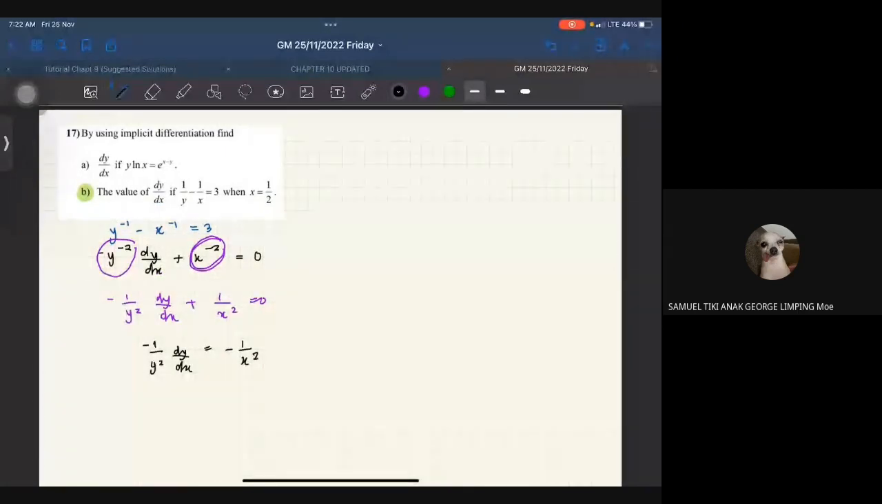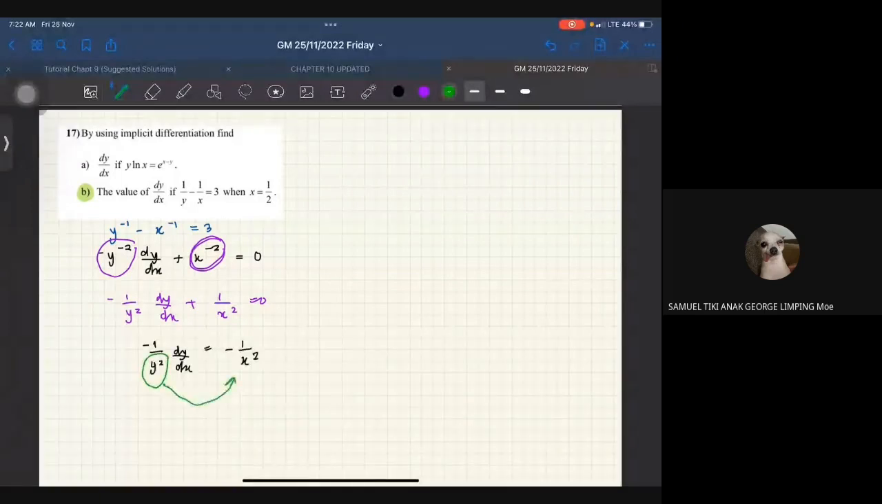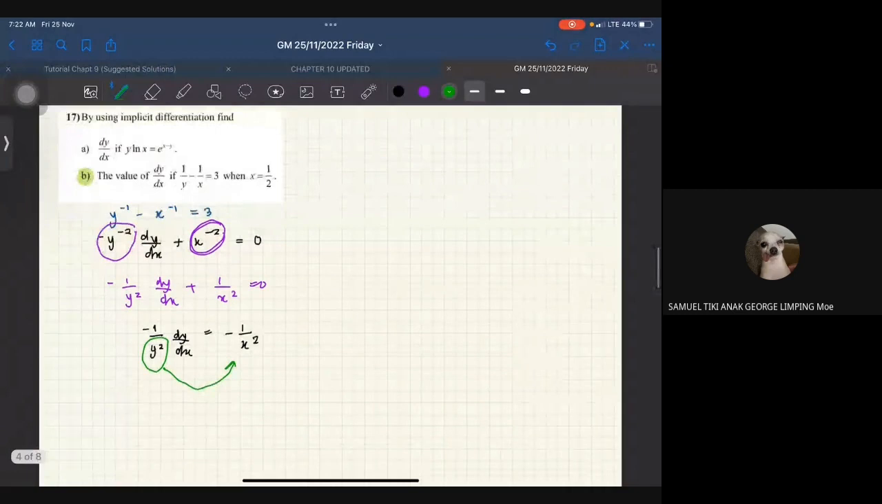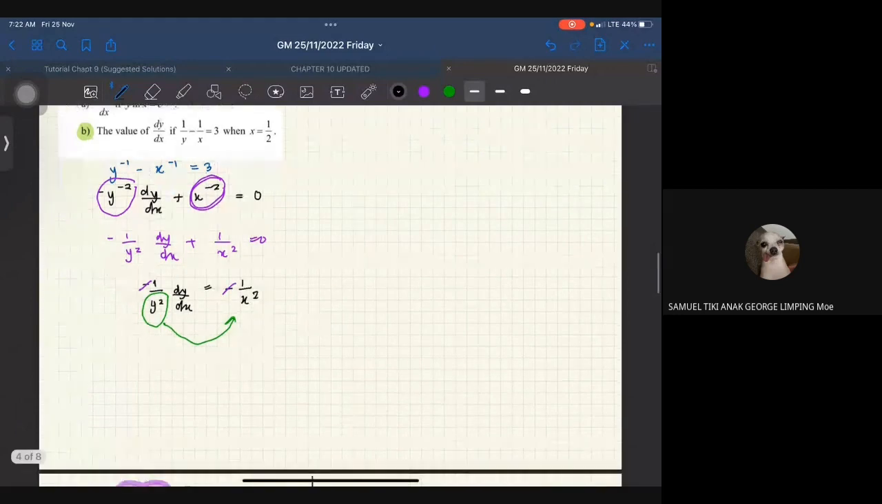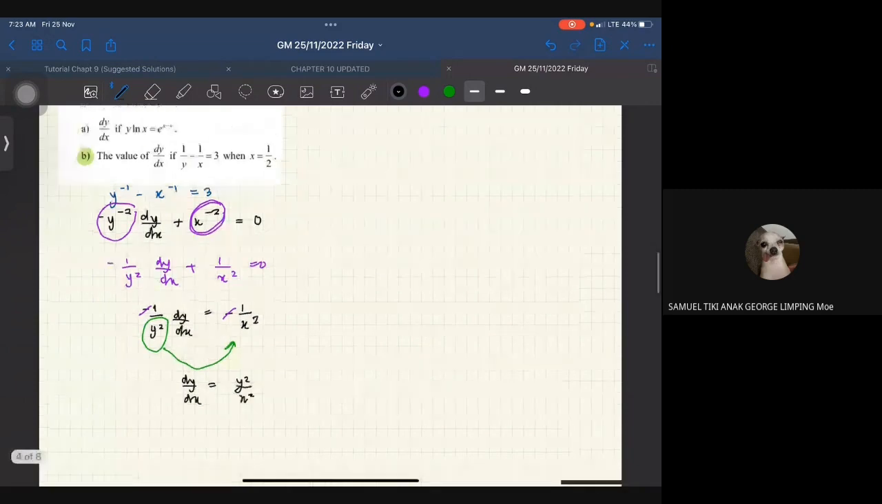Okay, and then sikit lagi. So saya nak bawakan y squared ni to the right hand side. So dia jadi darab. Right? And then kita ada negatif dengan negatif, so this is cancel. Okay. So saya dapatlah dekat sini dy/dx sama dengan y squared over x squared. Settle. Okay, so this is an expression for dy/dx.